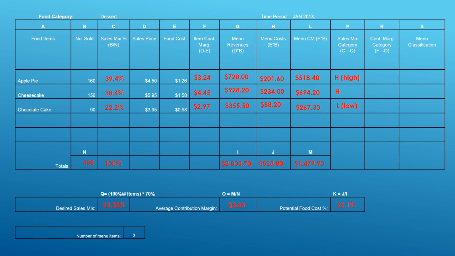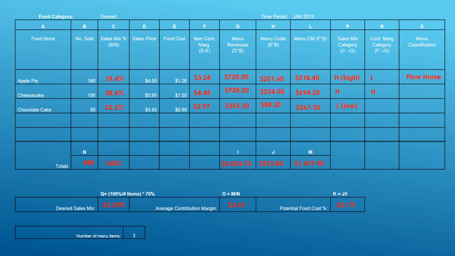Then we can look at contribution margin category. F, is it greater, or higher, or lower than O? So we're going to look at each one of these individual contribution margins and compare it to $3.65. In this case, 3.24 is lower, right? So now we have H and L, high, low. What is that going to be in here? Well, we can figure it out because we know that that would be a plow horse.